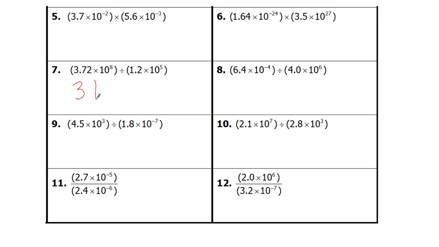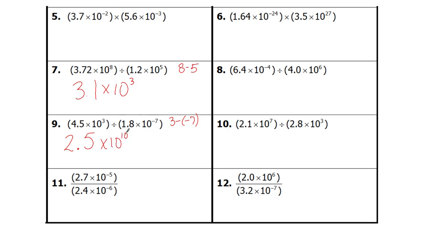Now I'm going to use my quotient rule. 8, the quotient rule says I subtract 8 minus 5. So 8 minus 5 is 10 to the positive 3 power. There's my answer. Let's take a look at number 9. This time I'm dividing 4.5 divided by 1.8, and I get 2.5. Now I'm going to follow my quotient rule. 3 minus a -7. Well, 3 minus -7 is actually positive 10. So this becomes times 10 to the 10.